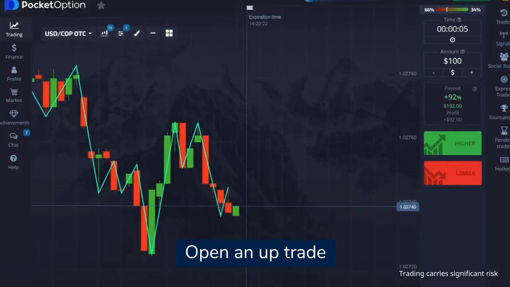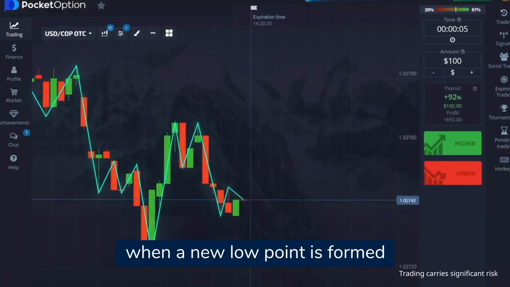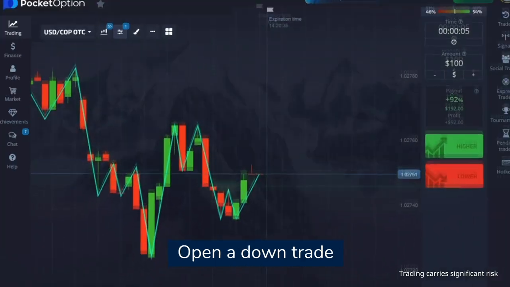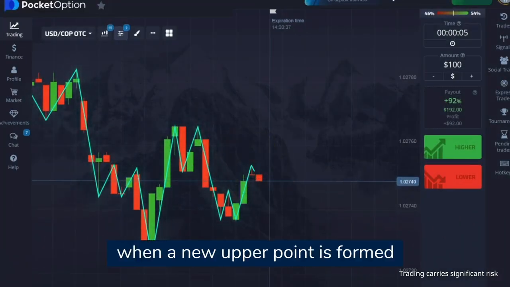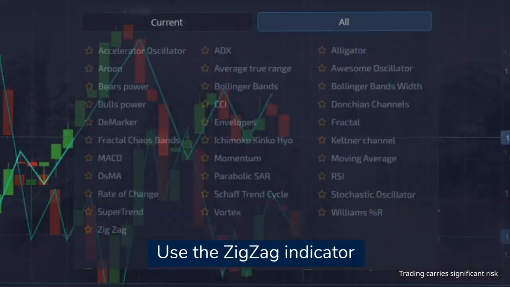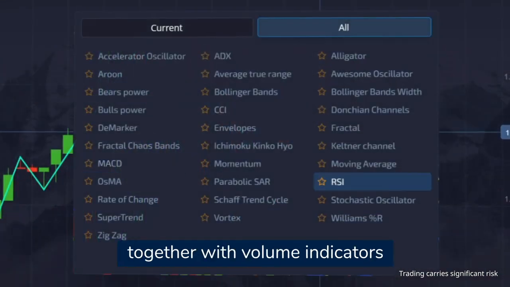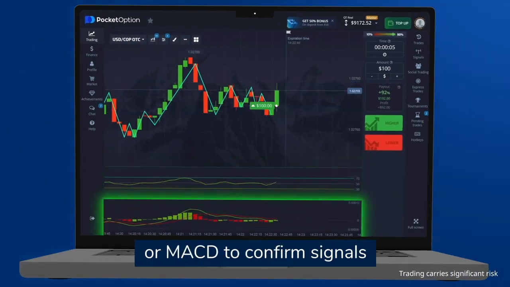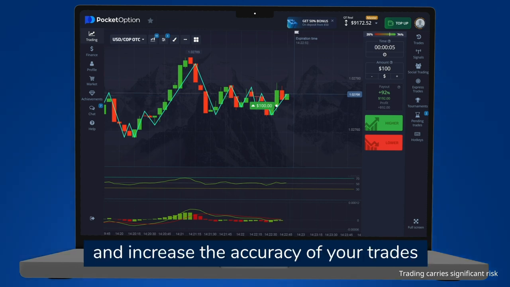Open an up trade when a new low point is formed and the line starts to move up. Open a down trade when a new upper point is formed and the line starts to move down. Use the ZigZag indicator together with volume indicators or oscillators such as RSI or MACD to confirm signals and increase the accuracy of your trades.